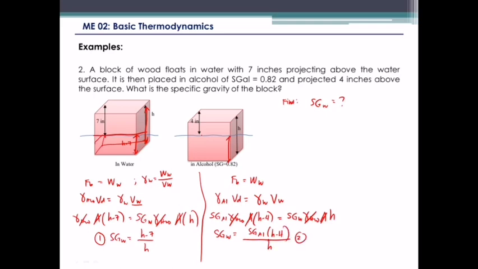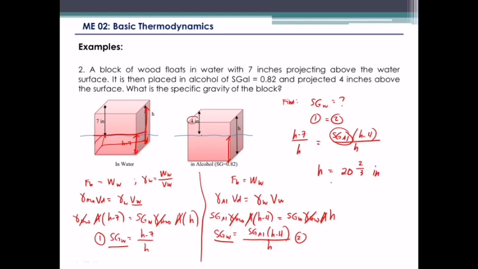This would be our equation 2 since both equation 1 and 2 are equal to SG of wood. So we can equate equation 1 and equation 2. H minus 7 over H is equal to SG of alcohol, H minus 4 over H. Substituting the value of SG of alcohol, that is 0.82, you now have your H, which is 20 and 2/3 inches. So the unit is in inches.